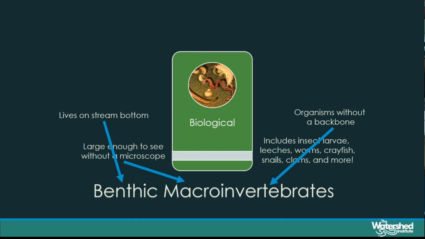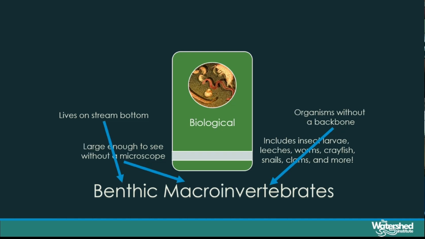So what does that mean? Benthic means that these organisms live in and around the bottom of the stream. Macro means that they're large enough to see with the human eye, without a microscope. That doesn't mean that there aren't features that you might need a microscope to see more clearly, but the organism itself will be large enough for you to see. And invertebrates means that these are organisms without a backbone.